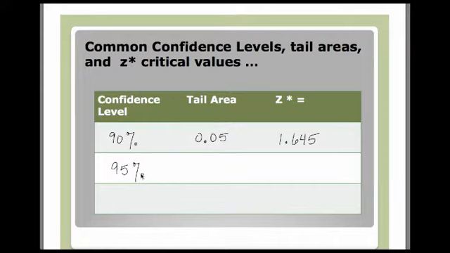If it was a 95% confidence interval, remember that the tail area was 0.025. And the Z star number we had for that was 1.96. And finally, a 99% confidence interval, the tail area is 0.005, and our Z star was 2.576.